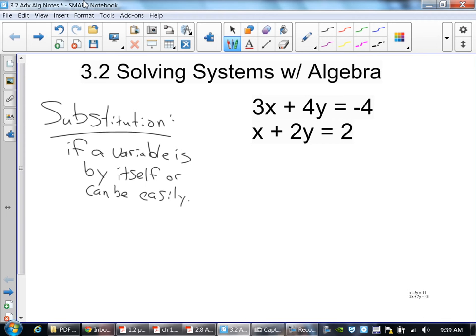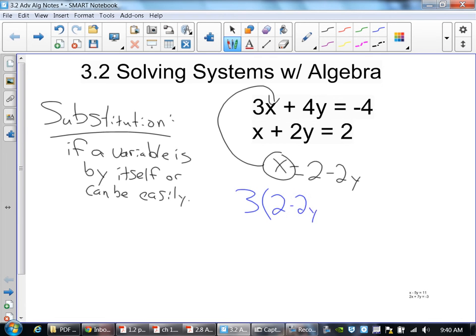Substitution would work for this one rather simply, because I can get that second equation, I can get x by itself. How? Yeah, good. Just subtract the 2y. So I know that x has to equal 2 minus 2y. You okay with that? Yeah. What would I do with that x then? Okay, substitute it up at top. So you have an x already isolated, then you just substitute back up here. And then you have one equation with one variable. You wind up with 3 times the quantity, 2 minus 2y, plus 4y is negative 4.